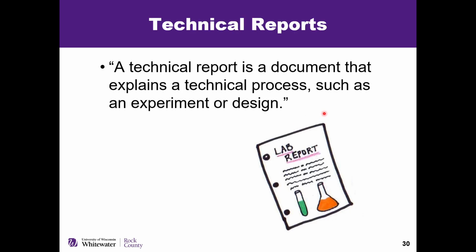The first one we'll look at is technical reports. If you take engineering 203 with me, which is mechanics of materials, there's a lab in there, and we write up lab reports. But technical reports are also like the ones that you have written for your first design project and the one you'll write for your second design project. The technical report is really just a document that explains a technical process, and sometimes it's our engineering process, or it could be an experiment or a lab that we've done.